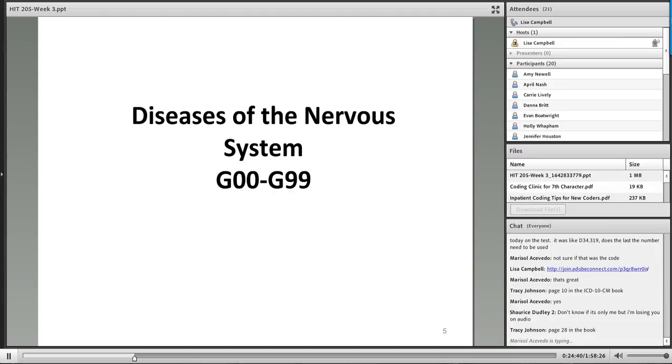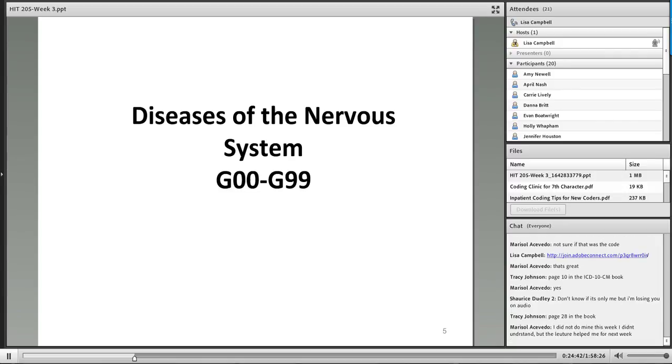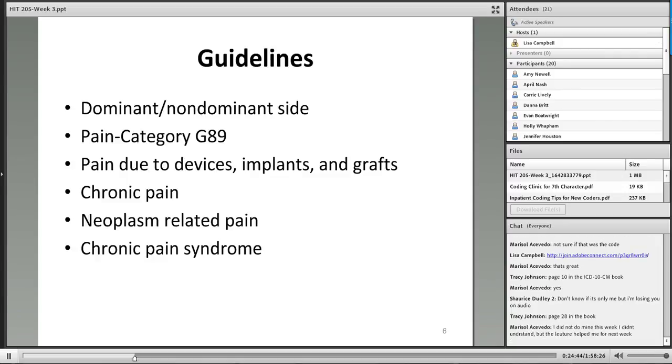All right, the next set of guidelines are for the nervous system. The nervous system has several guidelines, and we're not going to be able to go through each and every guideline. I just want to tell you that, because if I sat here and read each and every guideline to you, we would never get off of this. So let's look at a couple.